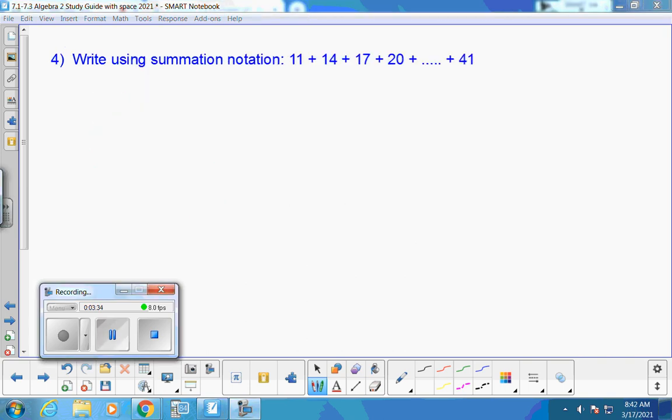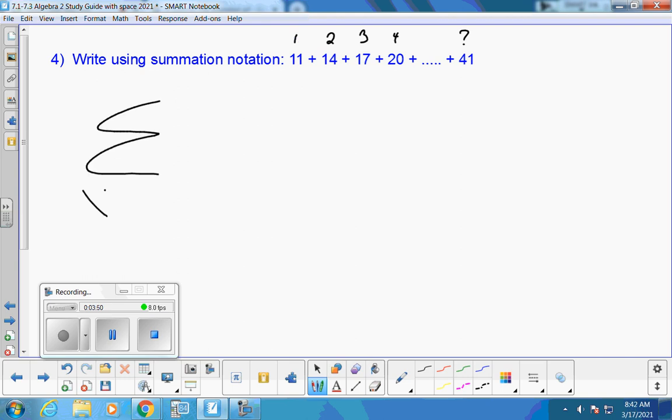This is probably the most challenging one we've come to so far, because I know this is term 2, this is term 3, this is term 4. 1, 2, 3, 4. Okay, but I don't know what term this is, and I have to figure that out because we're writing it in summation notation. So I know I'm going from 1 to something, and I don't know what term the 41 is.